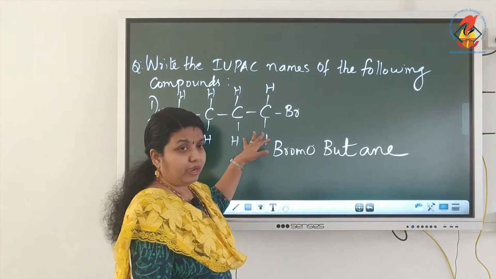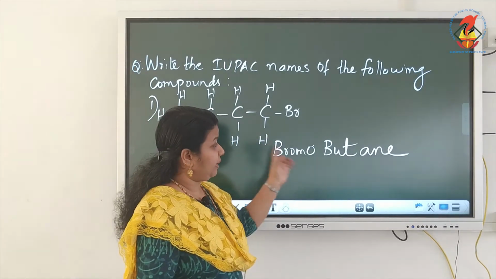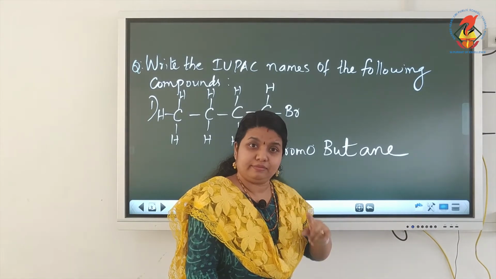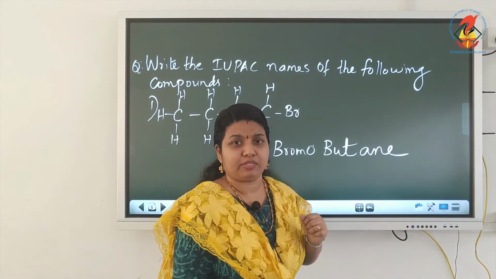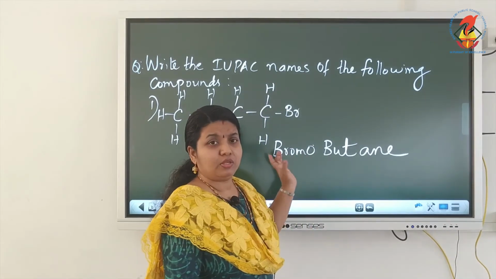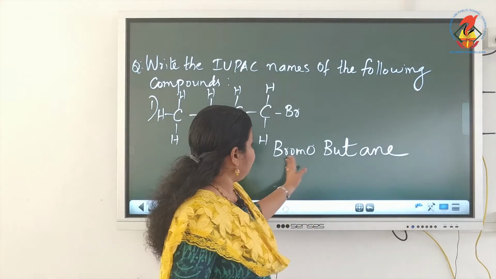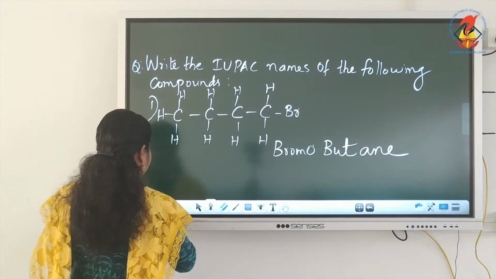First count the number of carbon atoms, then look for the nature of the bond between the carbon atoms and write ANE, ENE or YNE. Then look at the functional group and find out whether it is prefix or suffix. Here it is prefix. So, we write it as prefix. Bromo is written as prefix. So, with that the name is written bromobutane. Okay. Now, we move on to the next one.